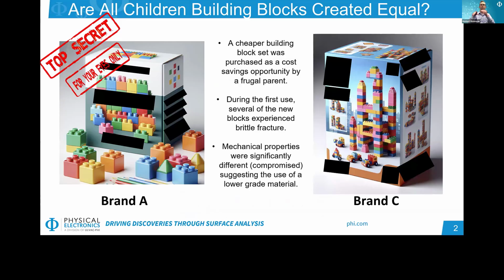We will start with a short story to illustrate the importance of surface analysis in our everyday life before diving into the details. The US Constitution says all people are created equal, but are children's building toys? A frugal parent was looking for an opportunity to buy a cheaper building toy for their child. So they bought brand C blocks, C for cheap. The kid was having fun, all seemed well and good. Then several of the cheap blocks started to fracture.